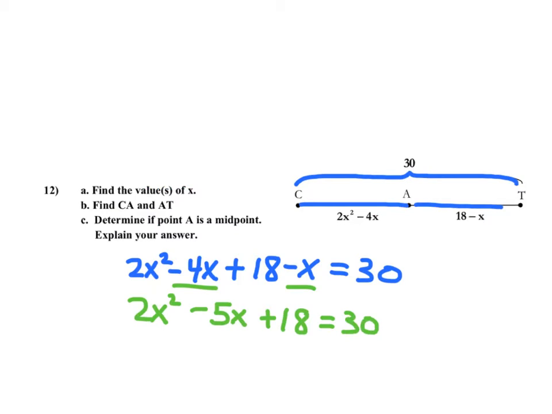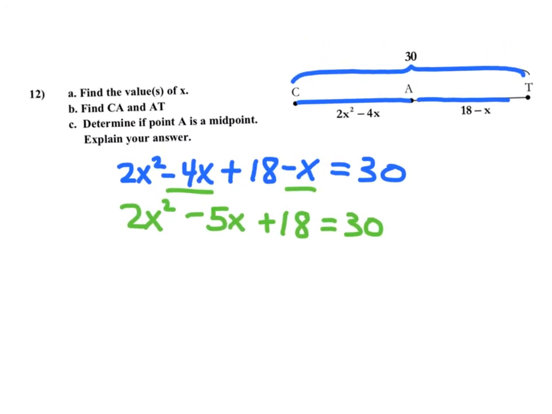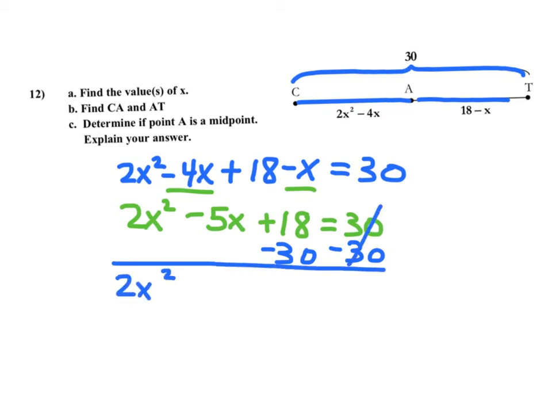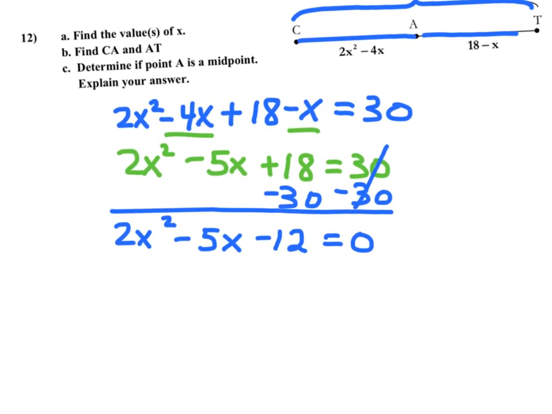Now, if I want to factor, I have to get everything to the same side. So in order to do that, I'm just going to subtract over this 30 to the 18. So I get 2x squared minus 5x minus 12 equals 0. Now I'm ready to factor. Now this problem we're going to have to do some split the middle factoring, which is going to take a couple steps, which is fine.